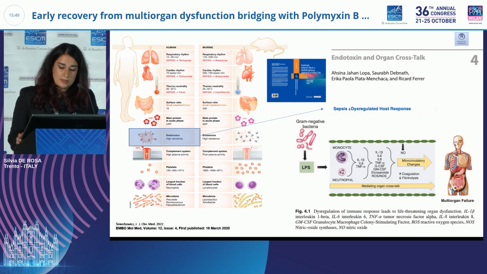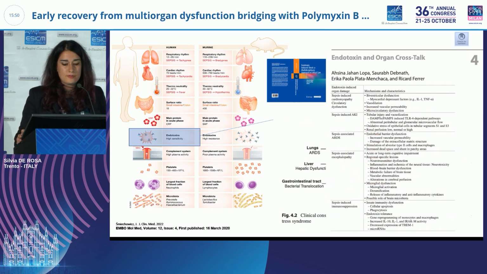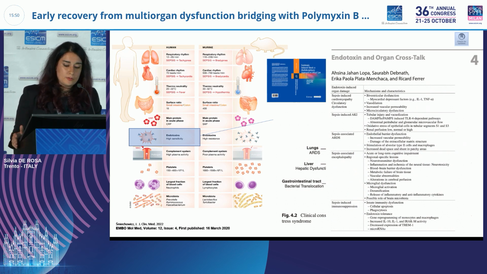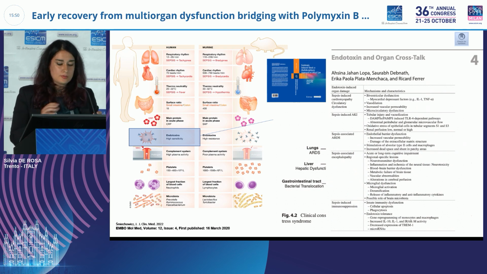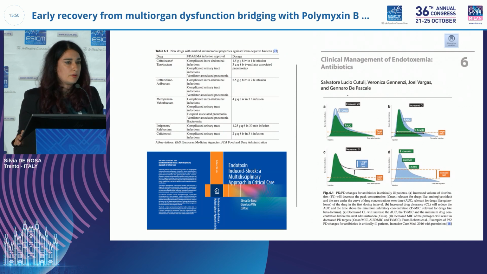And after this trigger, this inflammatory and dysregulated host response, we can have multi-organ failure, and we can also have endotoxin-induced organ damage. So we can have cardiomyopathy, sepsis-induced AKI, sepsis-associated ARDS, encephalopathy, sepsis-induced immune suppression. So we have to block it.